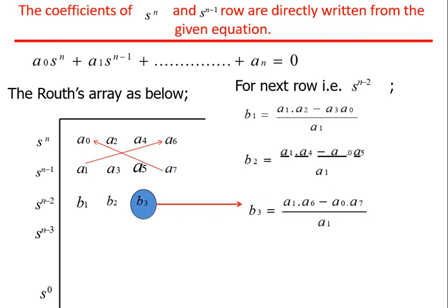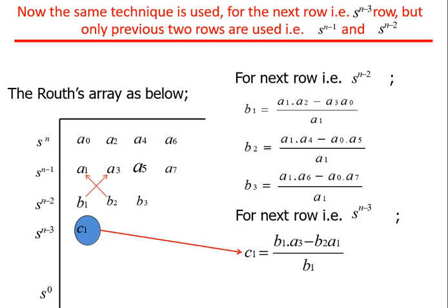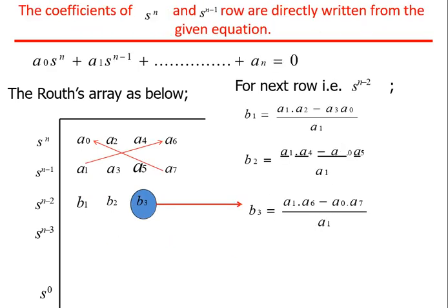Now we can't take B4 because there is no next column to that, and we cannot consider it, because as we go on increasing the rows, these elements will become fewer. You will understand this in upcoming slides. Now see here, the other things we have calculated now.